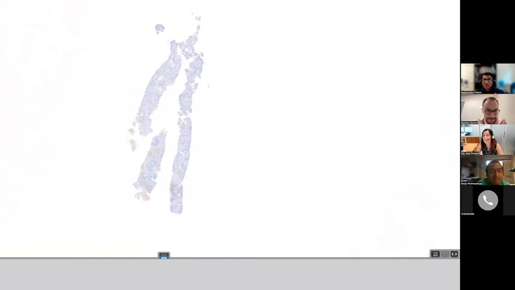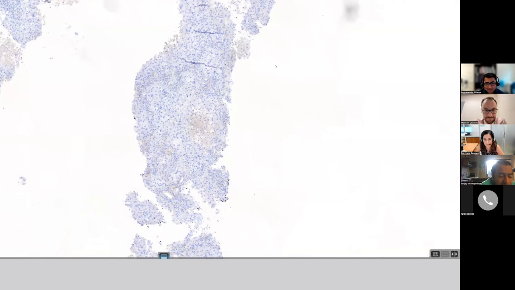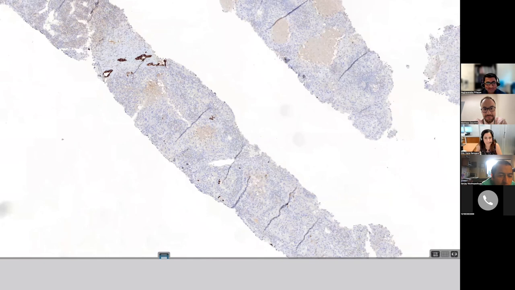P40 was my first panel. P40, clearly negative. Clearly negative. So second round, keratin. It's negative. Ooh. It's a small round cell tumor. Now K4 becomes a big issue. Now smart gland K4.